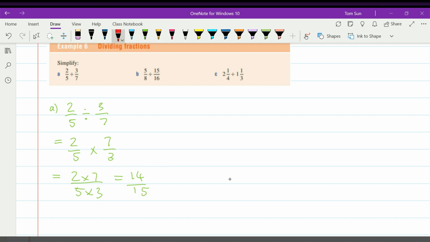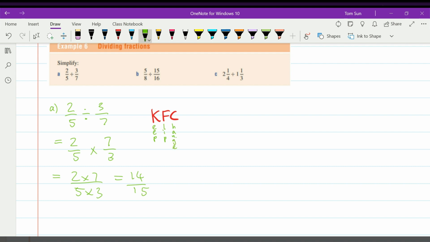There's a simple way that I like to use to remember this. I call it KFC. It's a bit funny, but here's what happens. KFC, because keep, flip, change. I want you to write this down in your book so you can remember this. Okay, what does this mean?